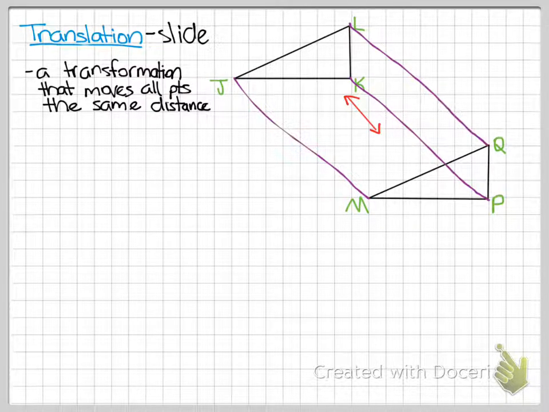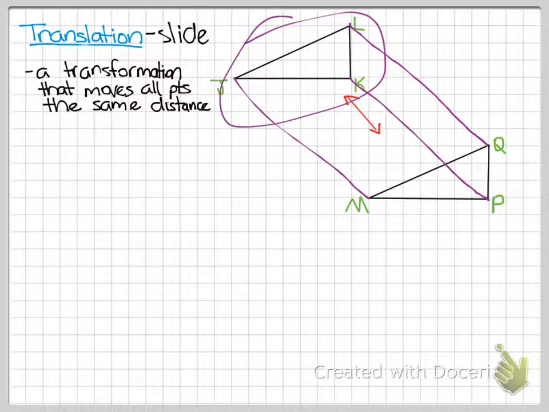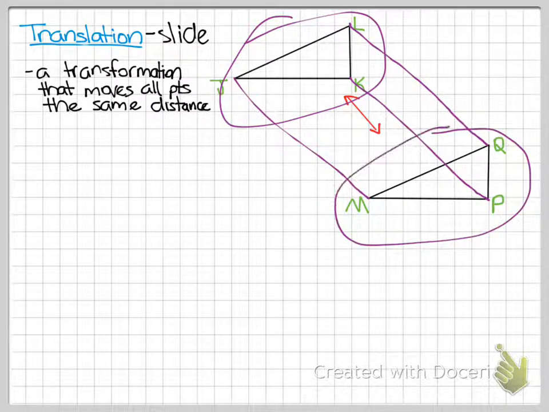Now, all those purple lines are the same distance. They are all the same length. That's how we know that that one is a translation. So when every point on one triangle or on one figure is moved the same distance to your new one, that means it's a translation. So they're all moved the same distance.